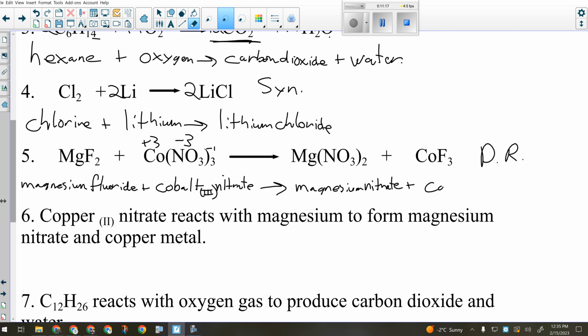And cobalt fluoride. Do I need to do that whole process again to figure out the Roman numeral? The answer is no, I don't. If I started out with cobalt 3, that's what I'm going to end with. Otherwise, I'd be creating a new substance, and that's not what's going to happen here. So the good news is you don't have to do that twice. If you figured it out on the reactant side, it's the same one on the product side. Okay.